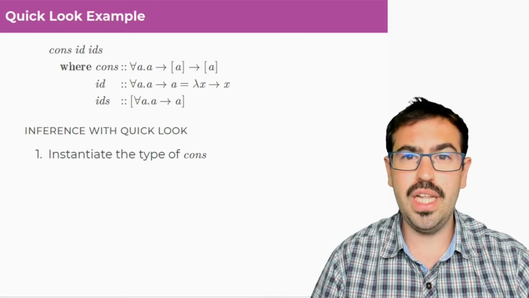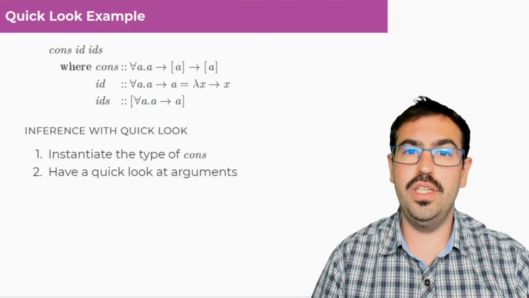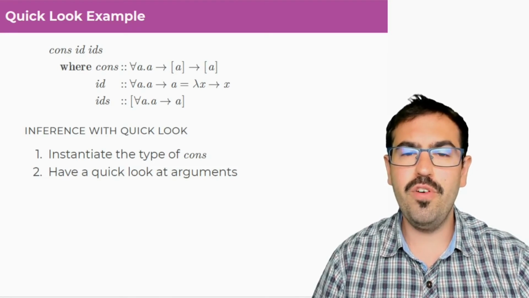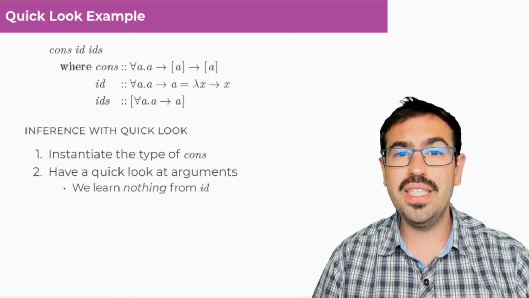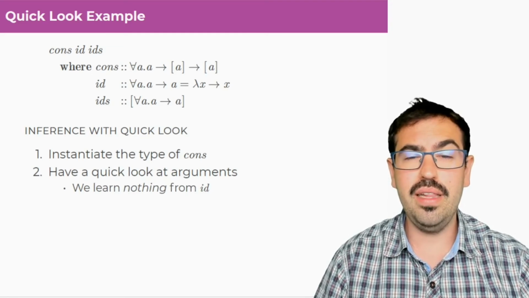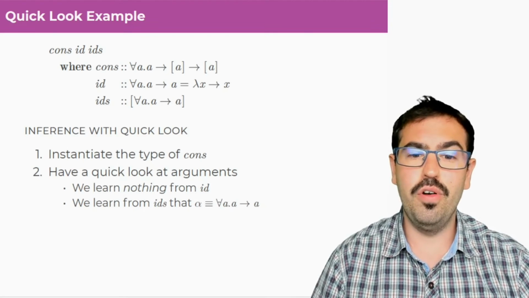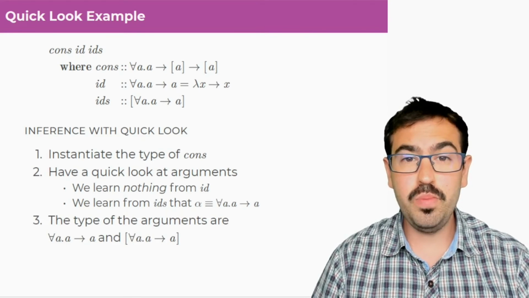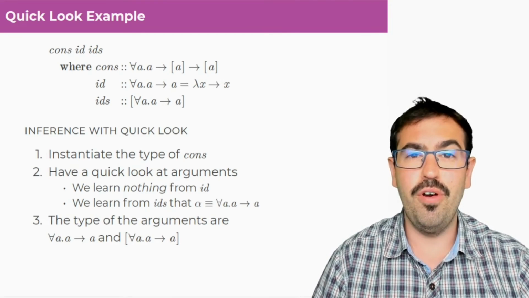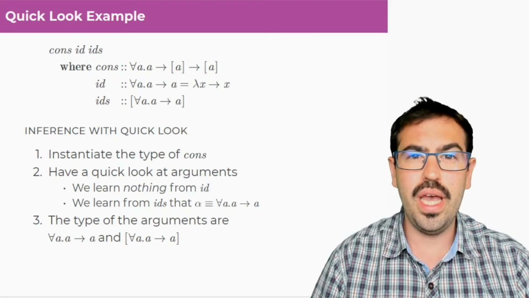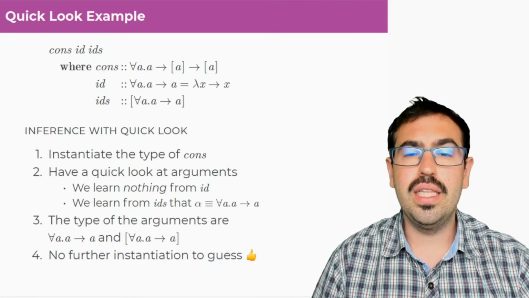How does it work with Quick Look? Well, you start with the same step, you instantiate the type of cons, and at this point you have a quick look at the arguments. You try to get as much information about the impredicativity you need by having a peek at the arguments. In this case, we're going to learn nothing from the first argument id, and from the second argument, we're going to learn that alpha has to be exactly forall a. a to a. At this point, what we know is that the types of these arguments are not just any alpha, they are exactly forall a. a to a and list of forall a. a to a. And there is nothing else to guess, and type checking can succeed.